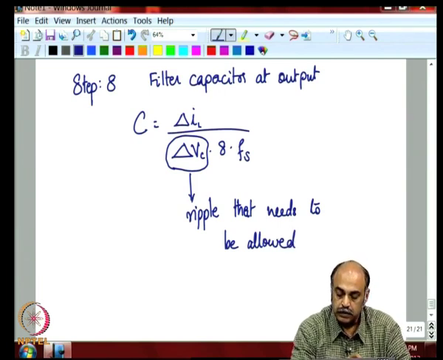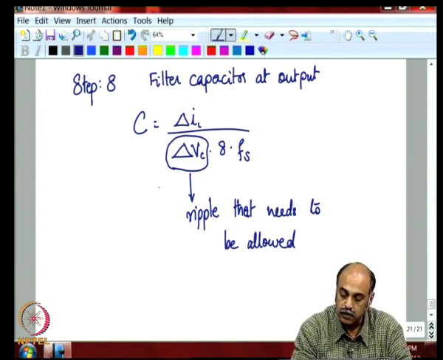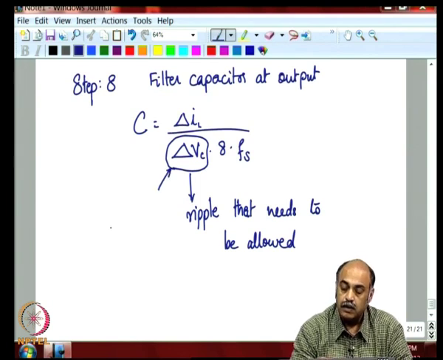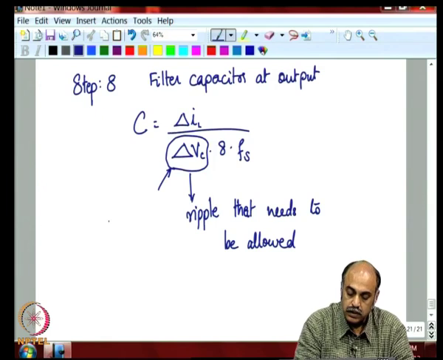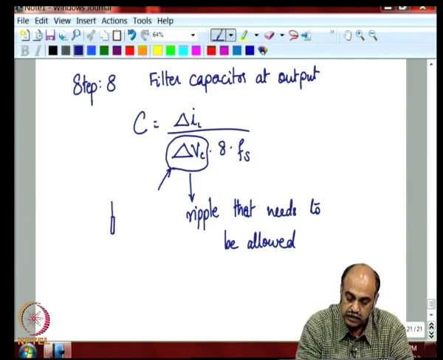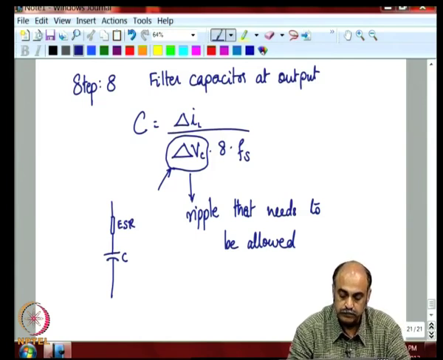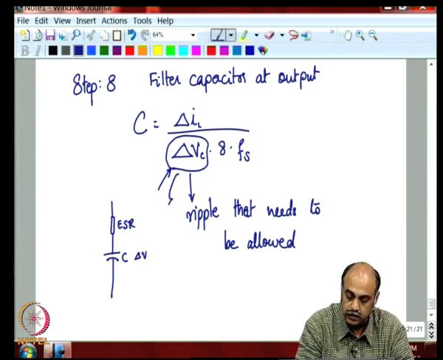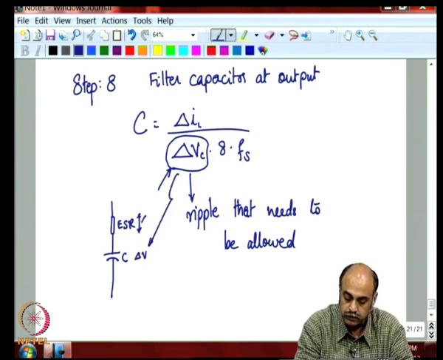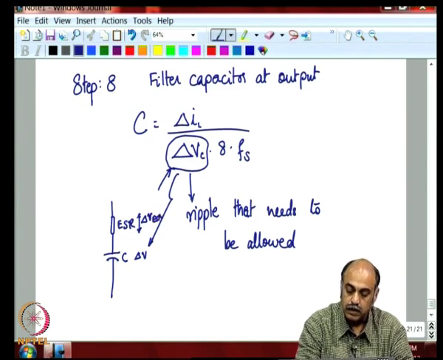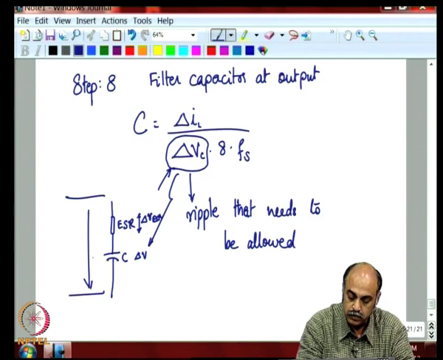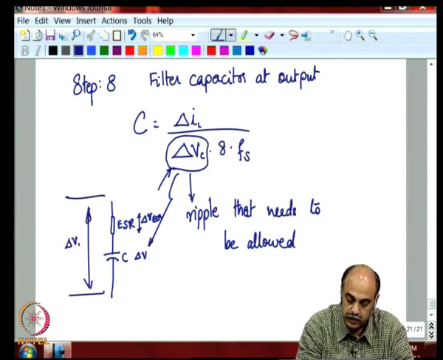Now, the output ripple is a combination, it is actually a vectorial combination of not only this plus also the ESR of the capacitance. The capacitance has an ESR which may not be known a priori. Now, both these actually vectorially add up, this delta V as calculated from here and a delta V ESR, both together will contribute to the delta V naught ripple.